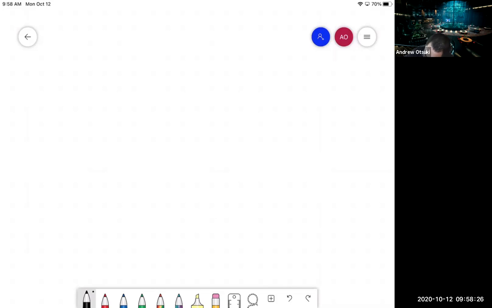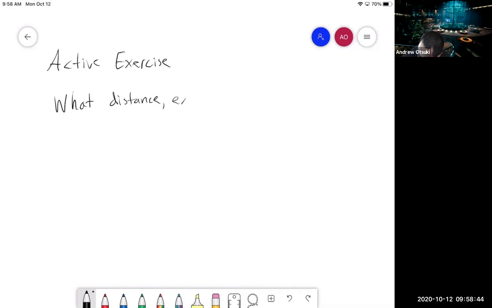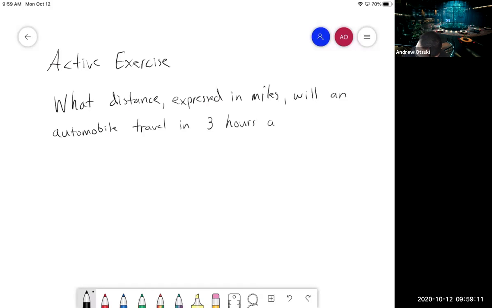So it'll be another active exercise. For example, what distance expressed in miles will an automobile travel in 3 hours at a speed of 62 miles per hour.